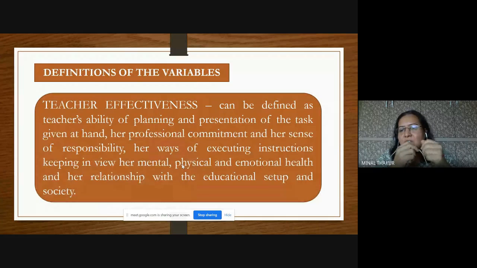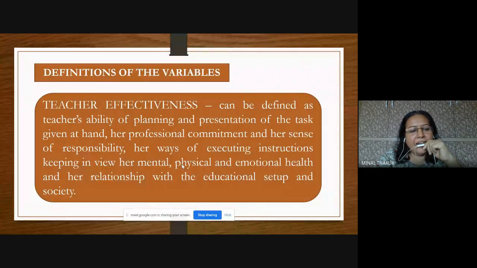All right. Now we actually come to what is teacher effectiveness. Some of you have shared examples of qualities of being an effective teacher. So this is what is teacher effectiveness. It can be defined as the teacher's ability of planning and presentation of the task given at hand, her professional commitment, her sense of responsibility, her ways of executing instructions, keeping in view her mental, physical, and emotional health, and her relationship with the educational setup and society. I'll explain this in a little detail.